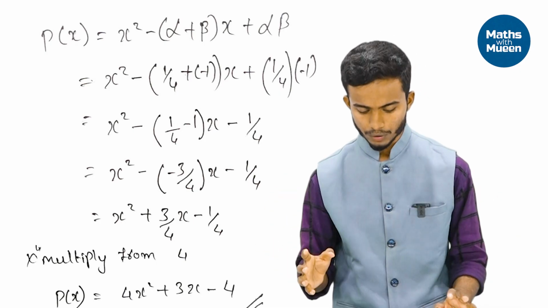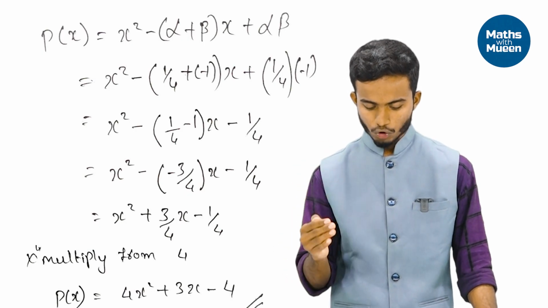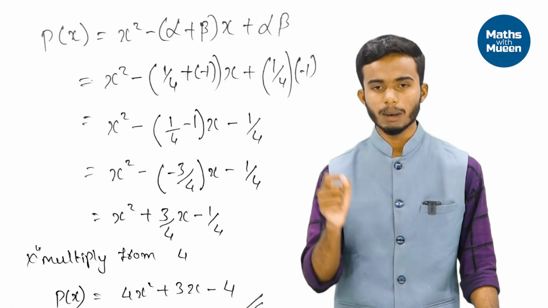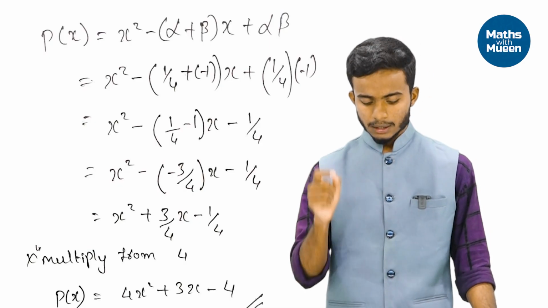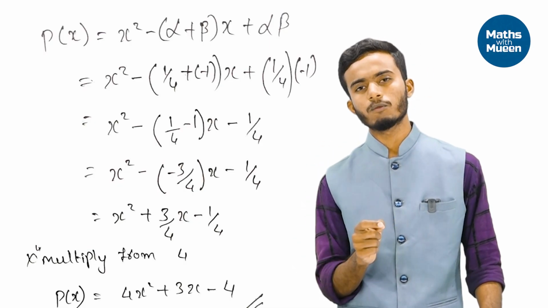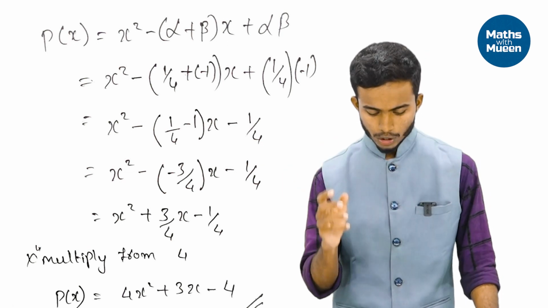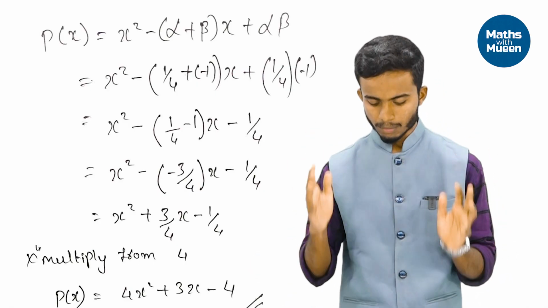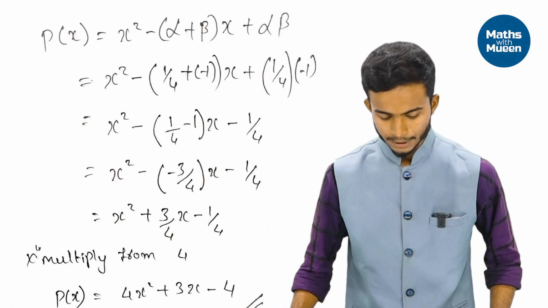After substituting and solving, you are going to get one equation, that is x square plus 3 by 4x minus 1 by 4. Here you are going to multiply the whole expression by 4. Why are we going to multiply the whole expression by 4? Because if we multiply by 4, we are going to remove the denominator and we are going to get the final answer as 4x square plus 3x minus 4. Okay, in this way you are going to solve the remaining problems. I hope you have understood till here.